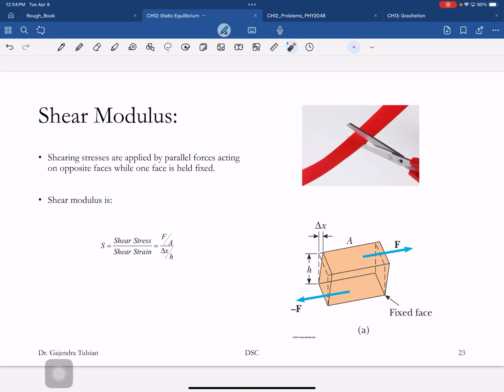So the smaller the deformation, the smaller delta x is, the greater S, the shear modulus, will be, and the stiffer the material. For instance, you take a steel block and a wood block, the shear modulus for steel would be much higher. Steel block versus aluminum block, which one would have a higher shear modulus? Steel. Yeah, so easy.